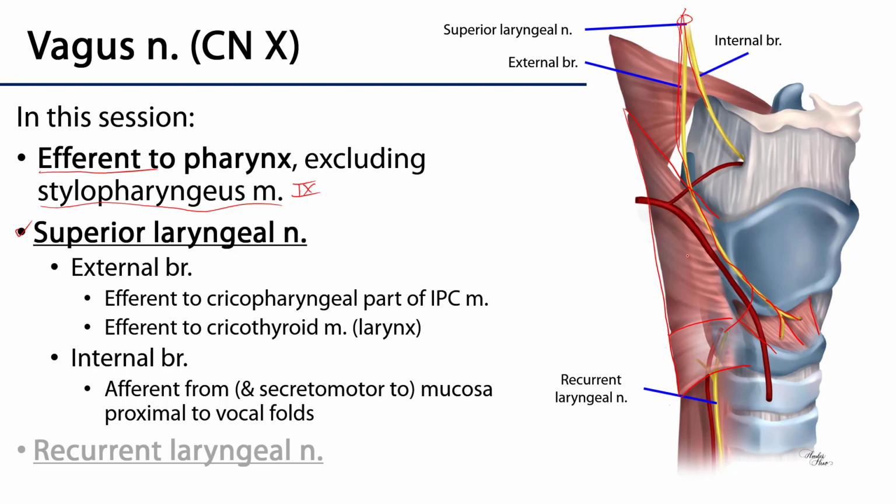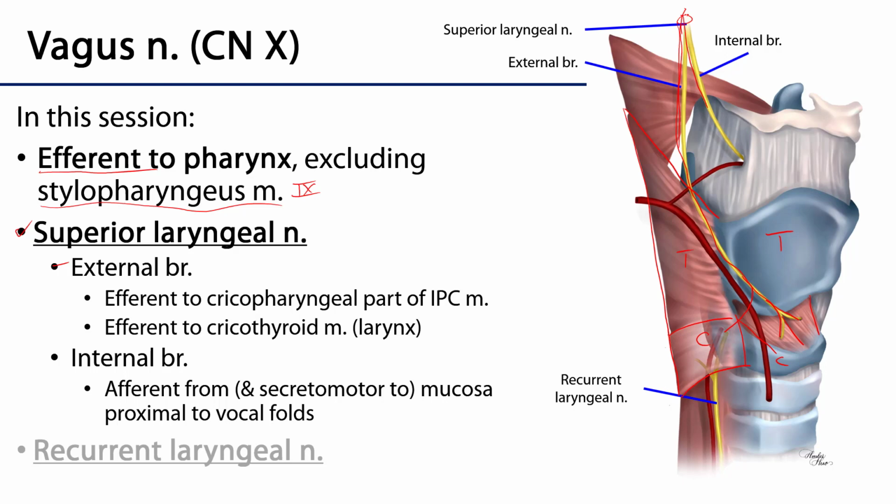So there is a thyropharyngeal part that attaches to the thyroid cartilage of the larynx, and then there is a cricopharyngeal part which attaches to the cricoid cartilage of the larynx. And this cricopharyngeal part, as we'll see, receives several sources of innervation. And so one of them is from this external branch of the superior laryngeal nerve.